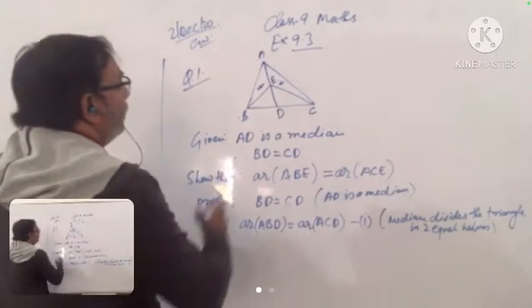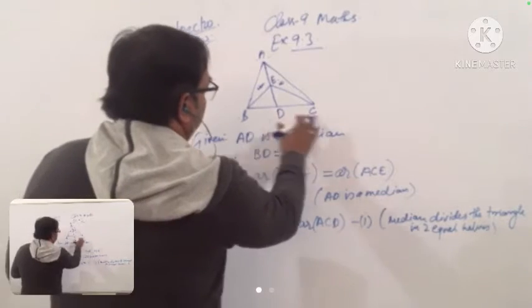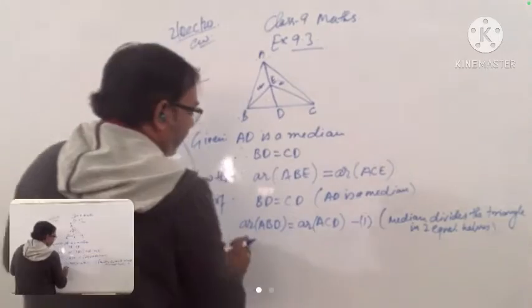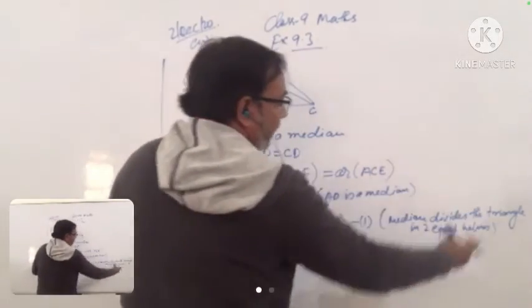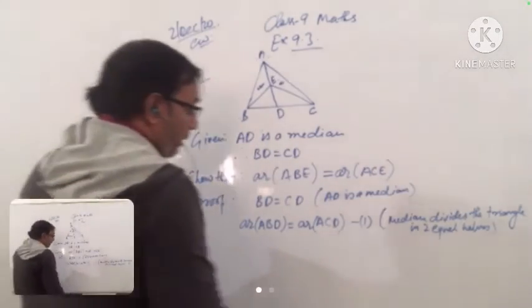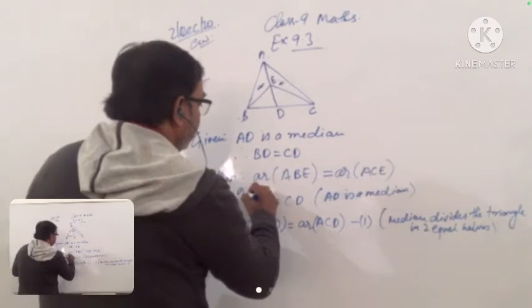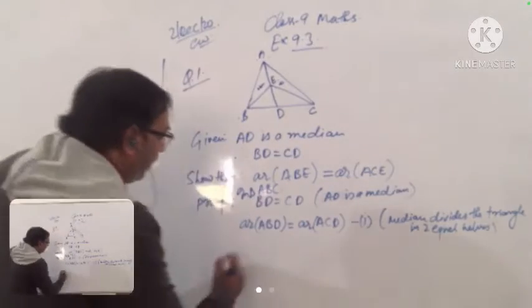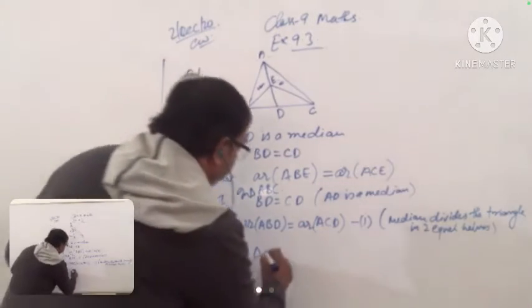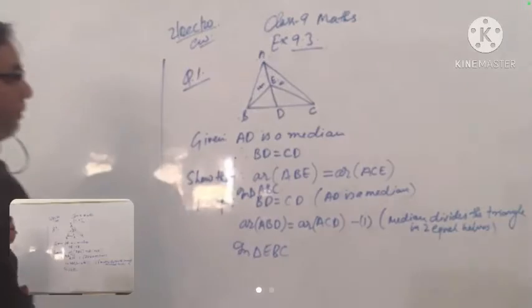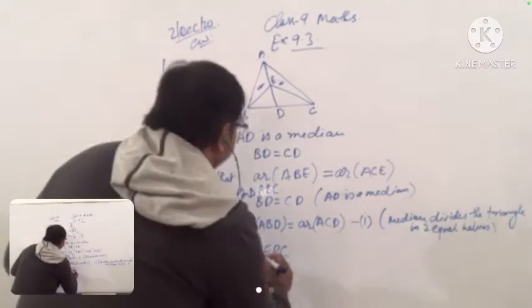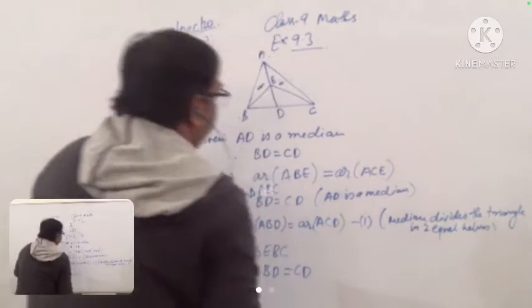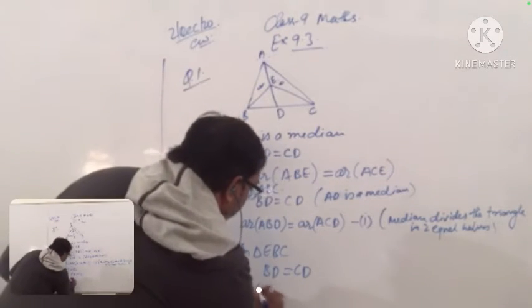Okay. Now we know that the AD is the median. So AD is the median on BC. So we write BD is equal to CD and AD is the median. Area of this is equal to this. The first median divides the triangle in two equal parts. This is in the triangle ABC. If we are talking about in triangle EBC, same BD is equal to CD. Therefore, ED is the median.